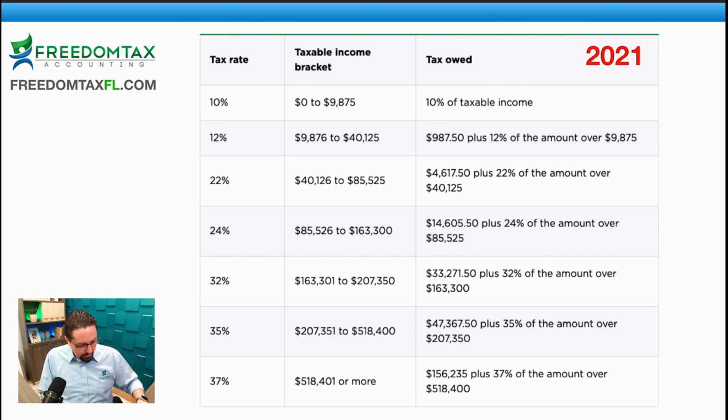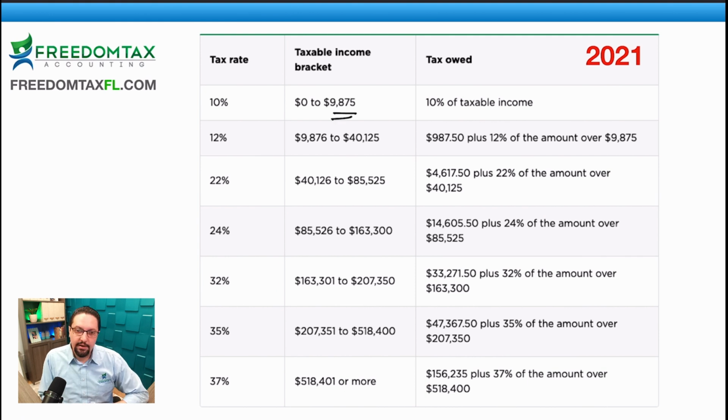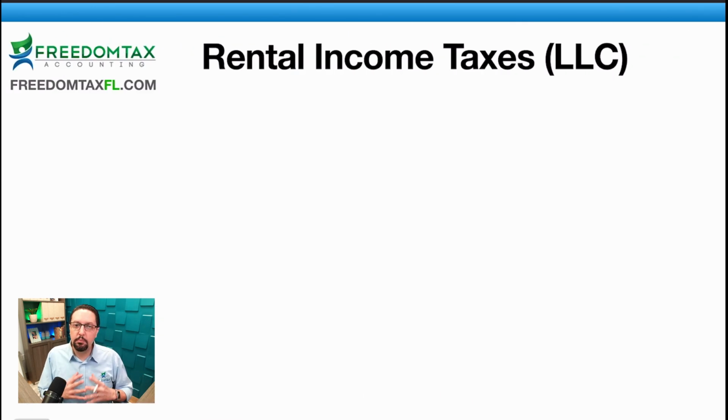Okay, but if your net profit is under 9,875, that's why you pay the 10% tax rate. And then as your net, not your gross rental income, the net rental income after the expenses, as they grow, then you're going into a higher tax bracket. So that's the way taxes work if you buy a rental property under your name. Now, let's see what happens if you buy rental properties under an LLC.